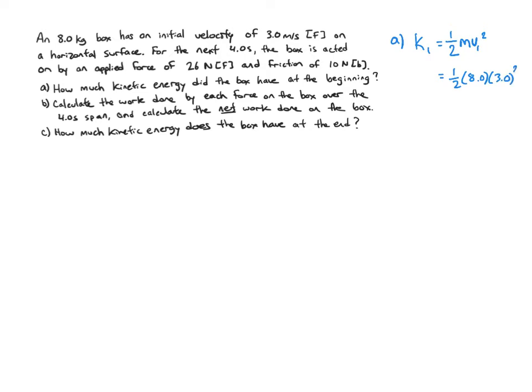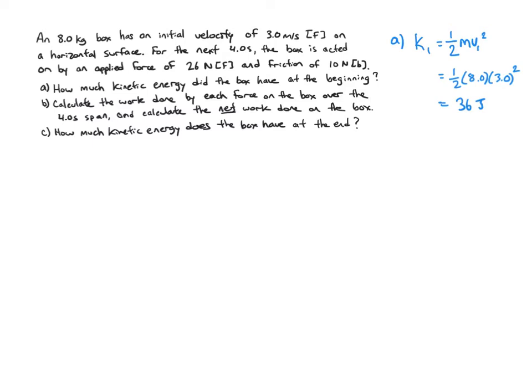They give the initial velocity, so they give the direction as well, but you don't actually need the direction for the kinetic energy because it's a scalar. So I calculate all of that out. Half times 8 is 4. 3 squared is 9. So 4 times 9 is 36 joules. All right, so that's part A.